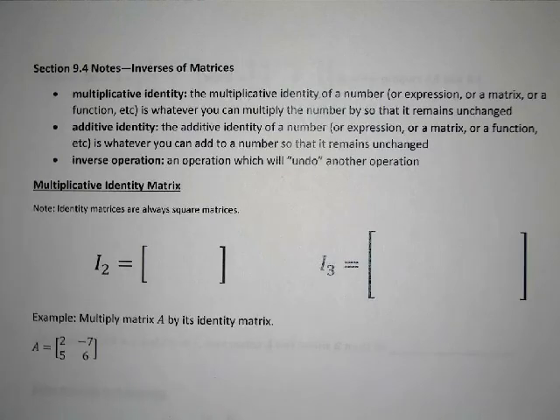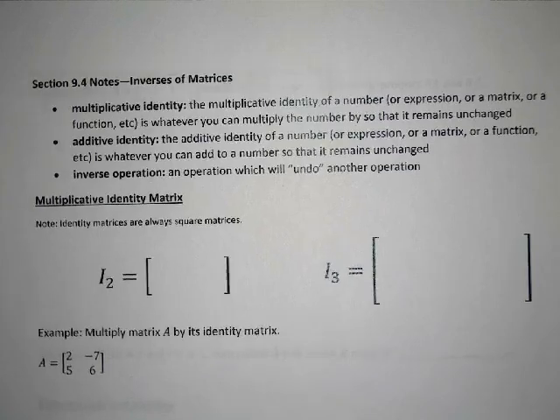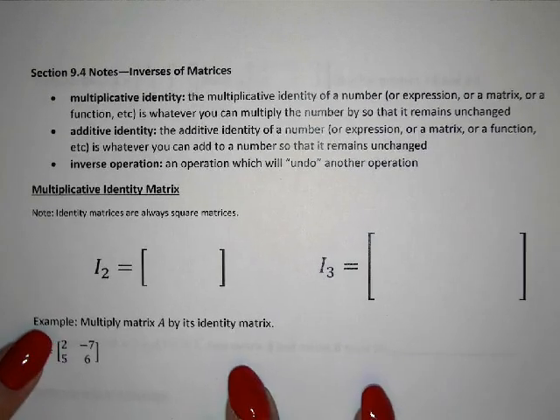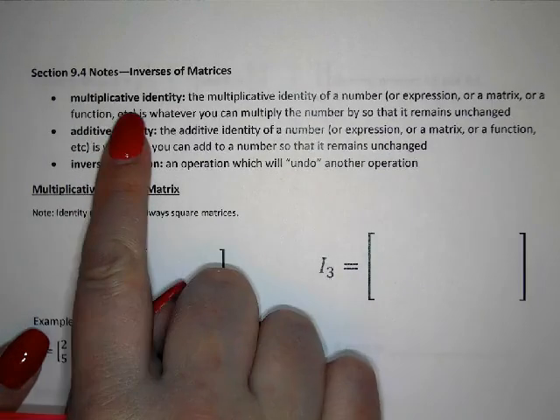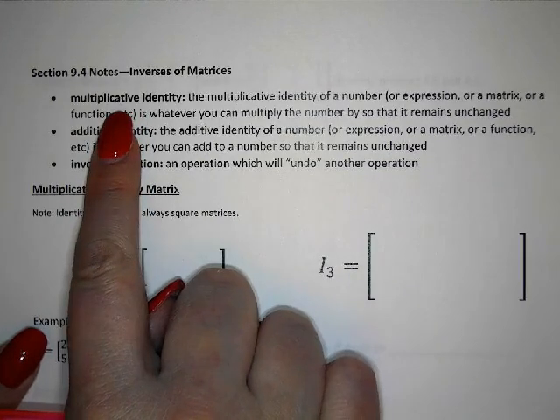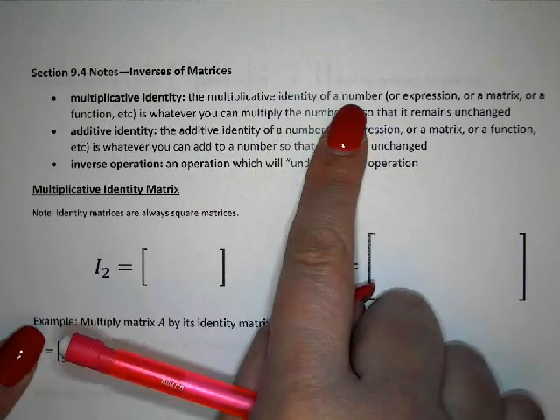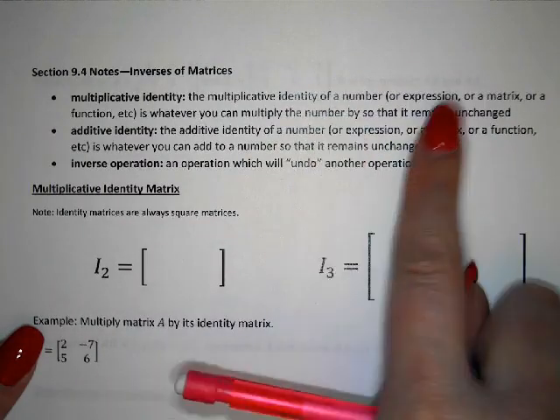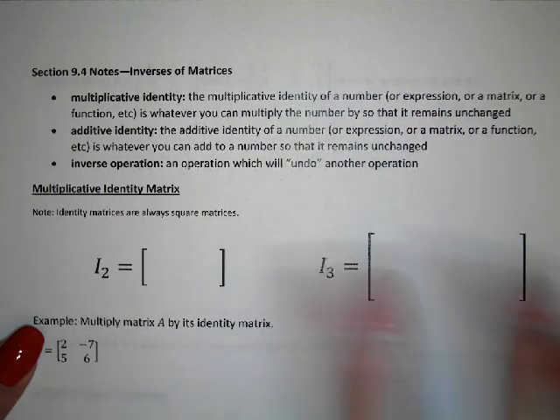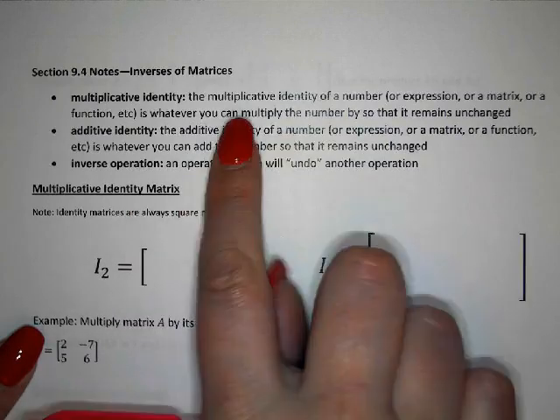This video is on section 9.4 notes, inverses of matrices. So I want to review a few things with you before we move on to matrices. The first is to discuss what a multiplicative identity is. The multiplicative identity of a number, because numbers are the easiest thing for us to talk about, but this would work with an expression or a matrix or a function or whatever else we talk about in math.